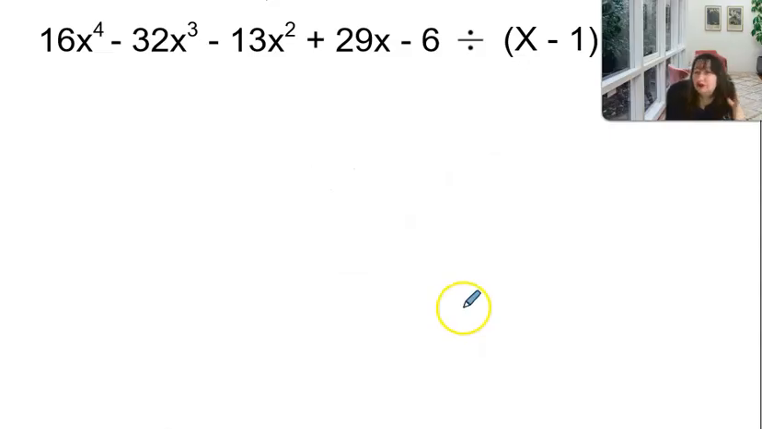How many of you are struggling with that word, division of polynomials? So we're going to today talk about synthetic division. And this is actually an easy way of turning a hard problem into a manageable one.